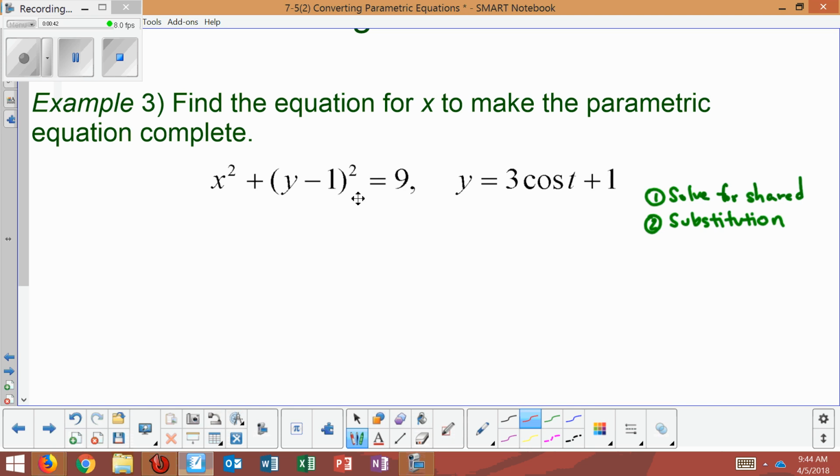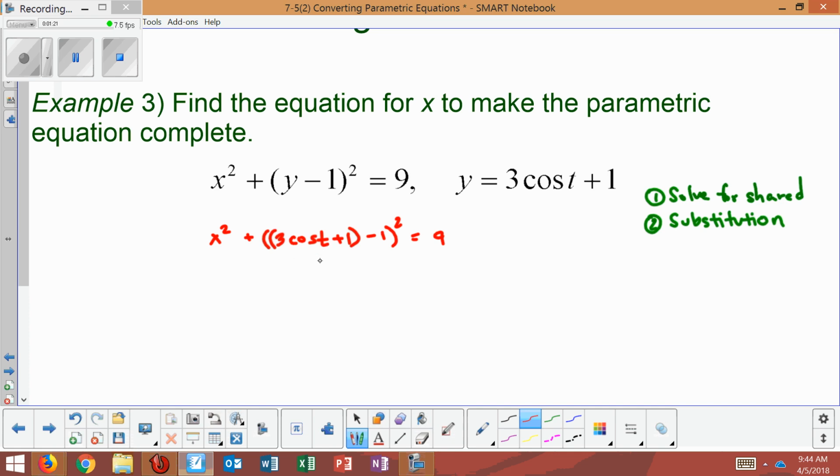One is you can see that, oh, this is y minus 1. I could make this y minus 1 by subtracting 1 from both sides. But to keep my steps consistent, I'm not going to do that. Since I already have what's shared, the y, I'm just going to plug that in right here. So I would have x squared plus, and instead of the y, I'm going to replace it with 3 cosine t plus 1. Now this, technically, when you ever substitute, needs to be in parentheses. So it's substitute that in for y, and then I have the minus 1 here, squared, and all this equals 9.